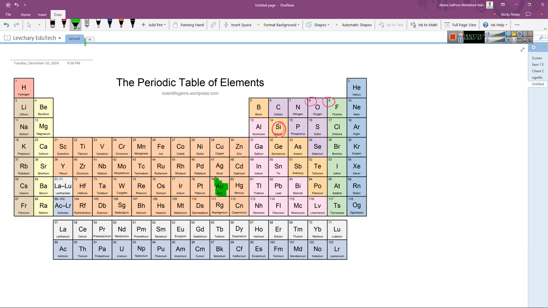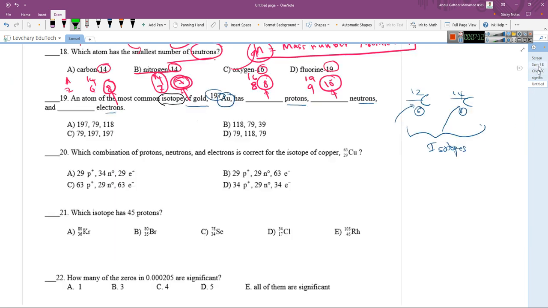Gold, aurum, 79. My teacher said on my exam we are using the periodic table. Yeah, 79, right? So if the atomic number is 79, what can you tell about the number of protons? 197. The protons, is it 118? How?